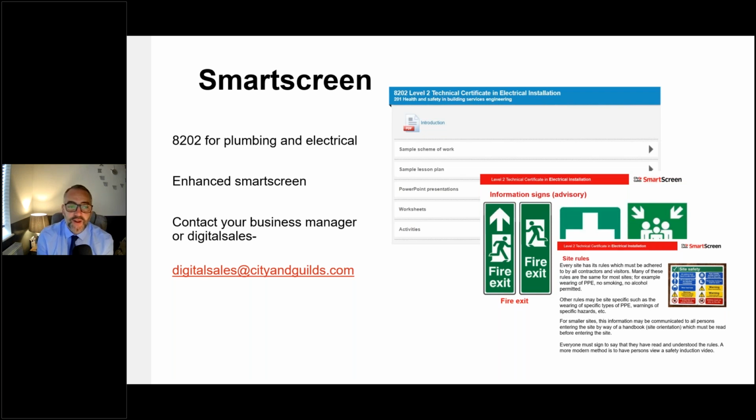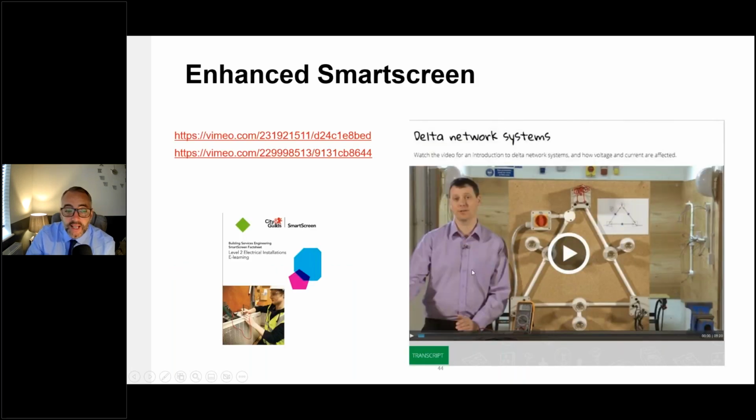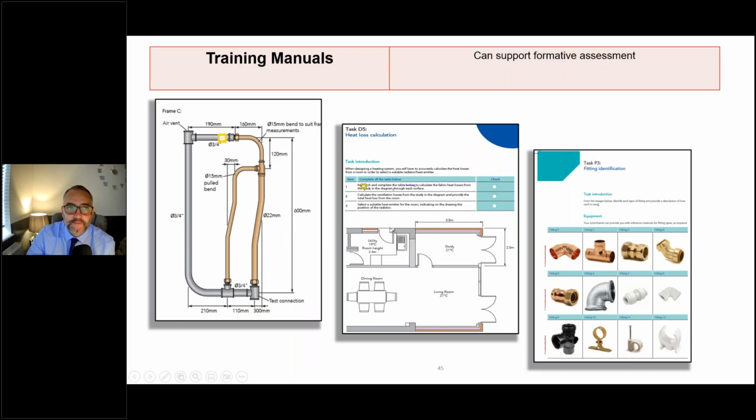So please have a look at that email address and send in an expression of interest if you want to investigate any of the content that you can see on the screen. That's the Enhanced Smart Screen. It's designed on the Level 2 and Level 3 Plumbing and Electrical 8202 and includes various videos and questions that follow those videos. They've been very useful. Centres who've used them have always given me good feedback, so that's quite positive.